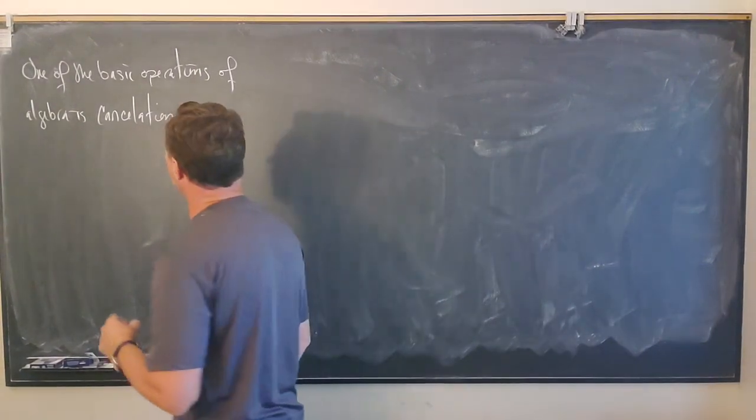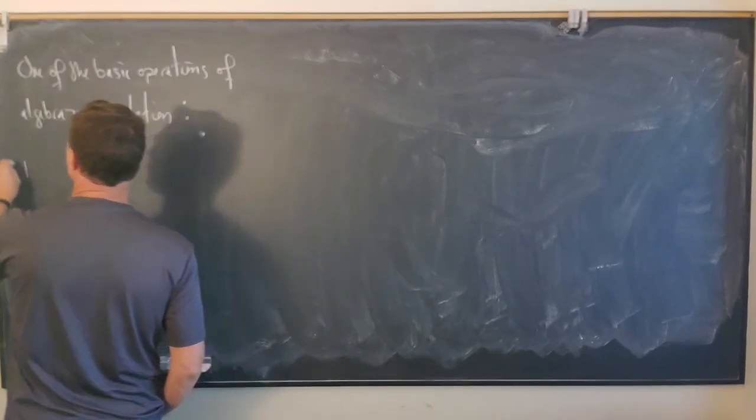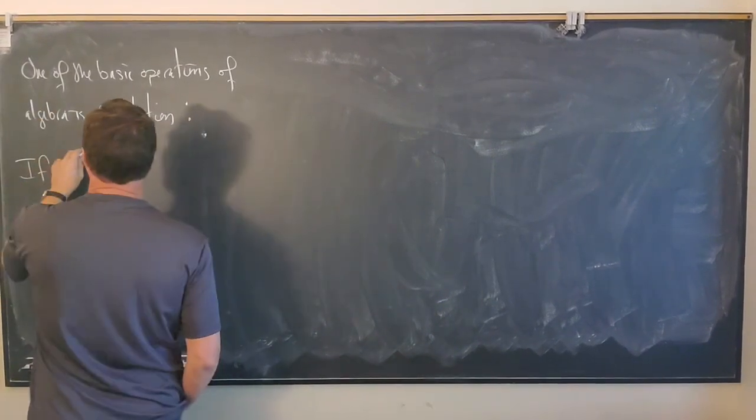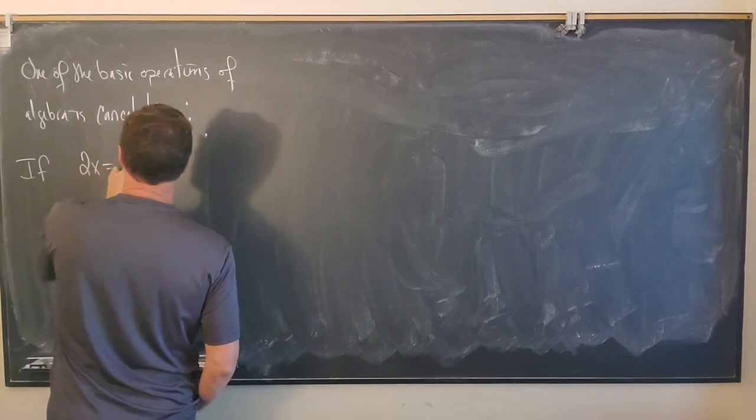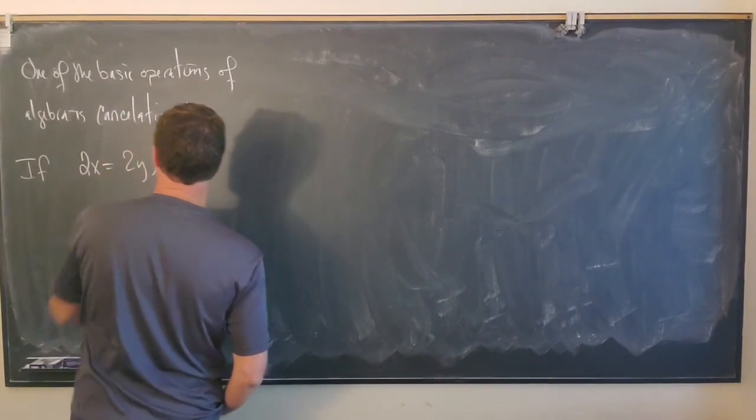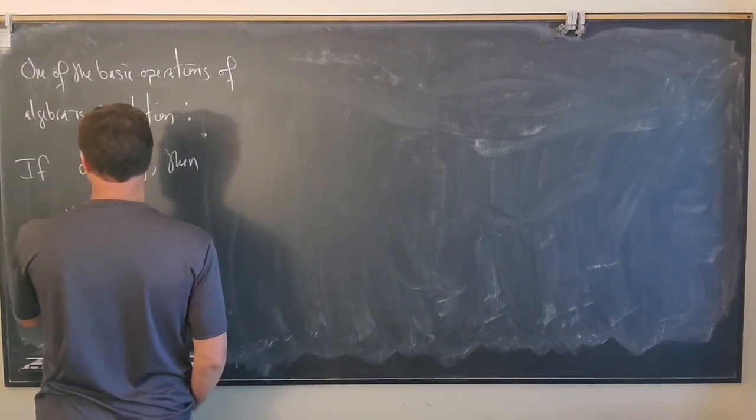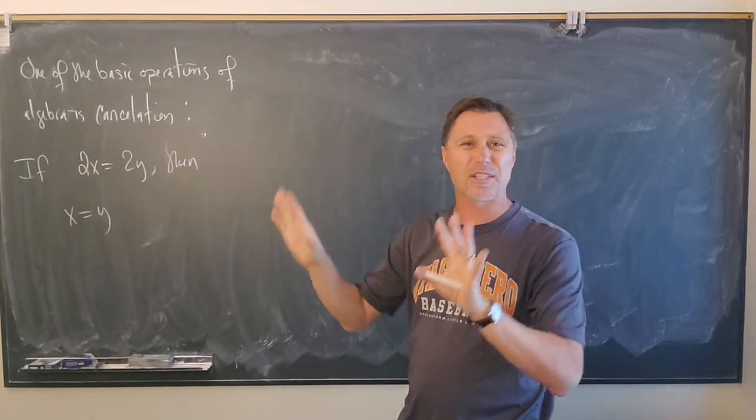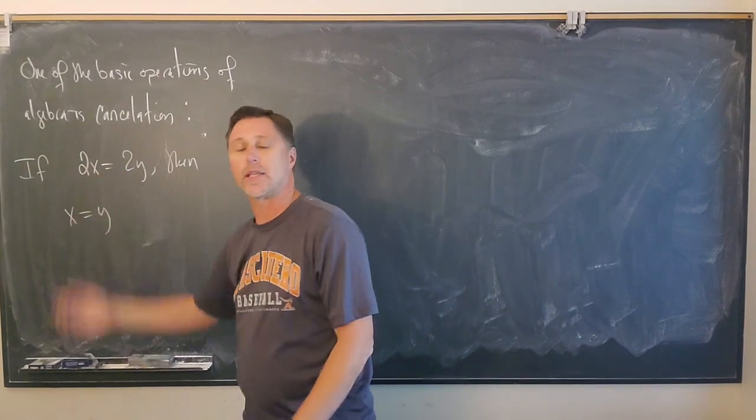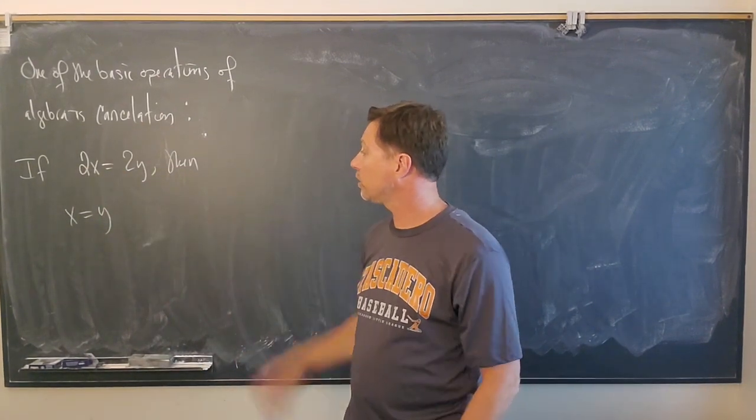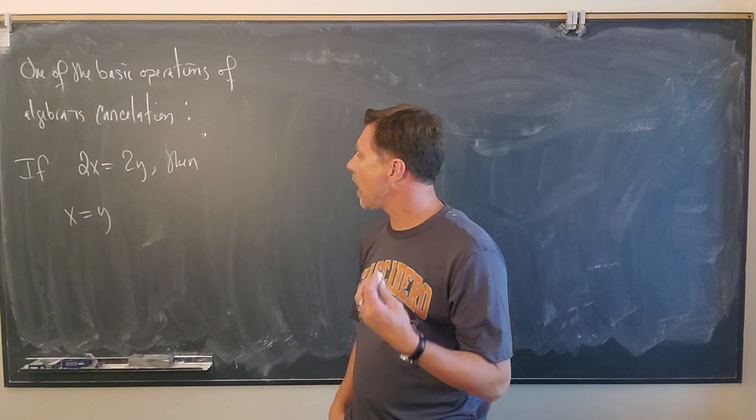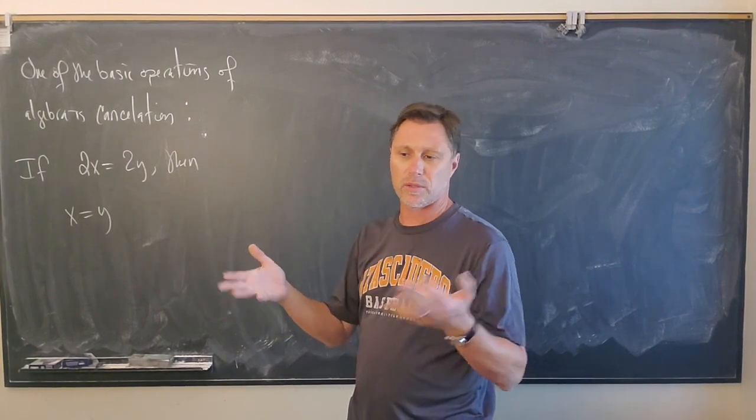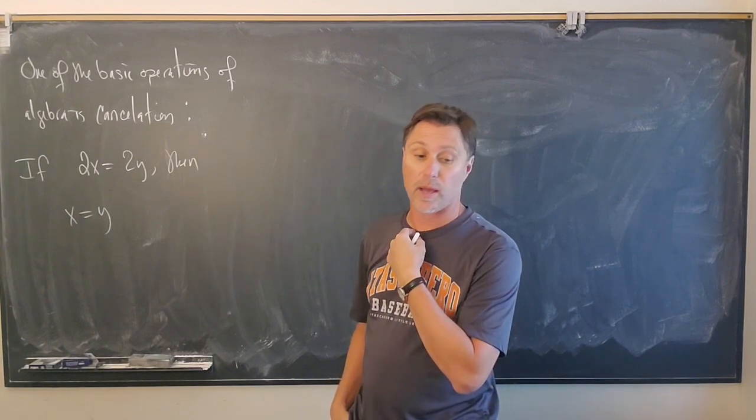So for example, though, cancellation: if 2x equals 2y, then x equals y. What we do when we see an equation like this, we immediately in our head sort of cancel out the 2, or we divide both sides of the equation by 2 and allow us to conclude that x equals y. So this is a common thing that we do whenever we're doing algebra. It's one of those basic arithmetic operations.